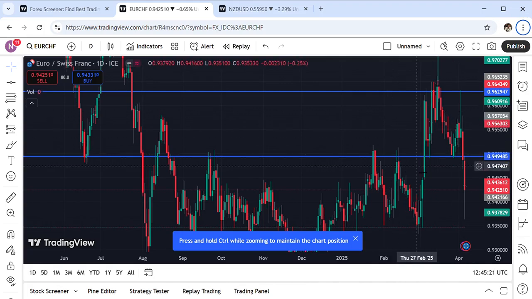So I want to show you guys the trade that I took last week, how I entered into this trade, and what I was seeing before I entered into this trade. So this is the Euro Swiss franc, and we're on the daily time frame.